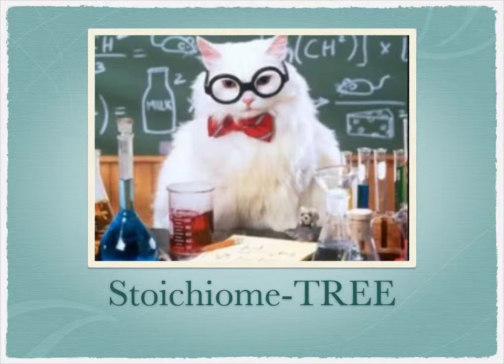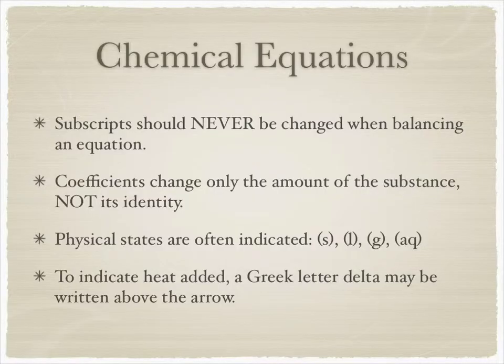Now that we've gotten that taken care of, we are going to review what you students should already know about stoichiometry. And of course, stoichiometry is based on a balanced chemical equation. How do we balance chemical equations? Well, remember that the subscripts should never be changed when balancing an equation. That's point number one.